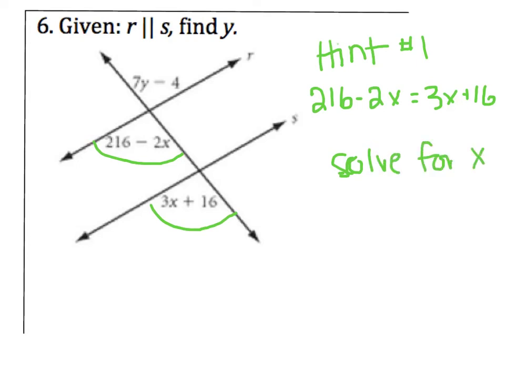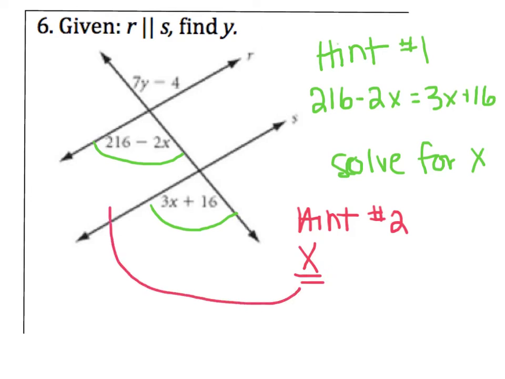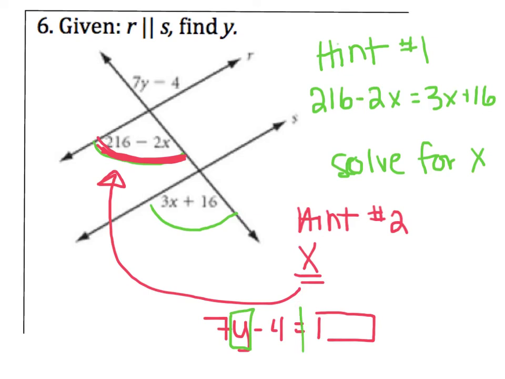Ready, pause. All right, hint number 2 is once you know the value for x, you can figure out this angle right here. And if you know this angle, you know that 7y minus 4 is equal to whatever answer or whatever angle this one is. Then you can box your variable y, draw your railroad, and figure out the problem. Pause the video, finish it up, hit play when you're done. Ready, pause.